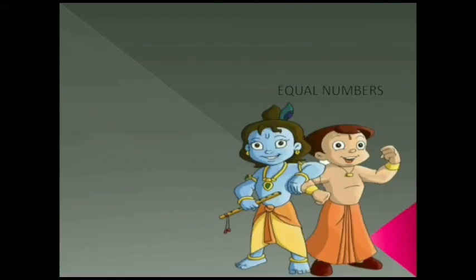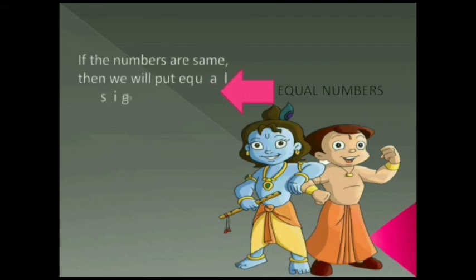Equal numbers. If the numbers are same, then we will put equal sign between them. Let us learn this with the help of an example. As you can see in the three pairs of numbers, the two numbers are equal. So these numbers are equal.